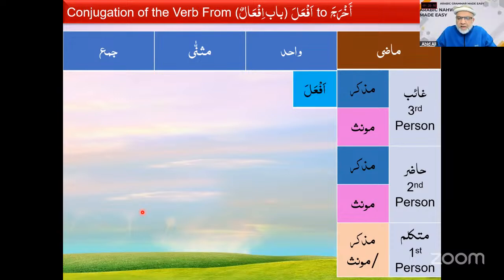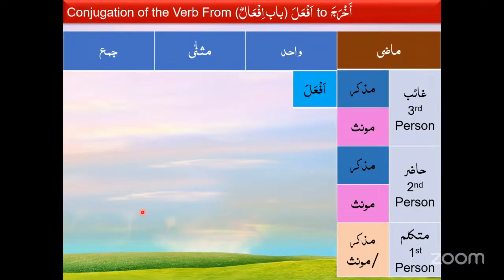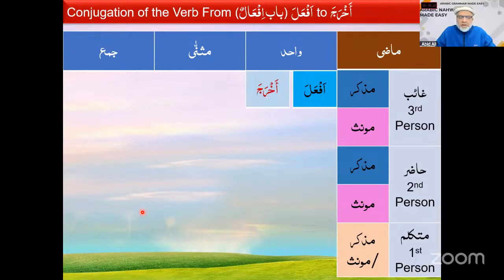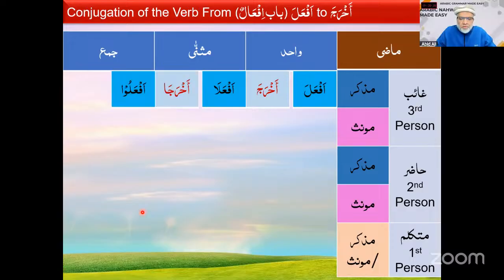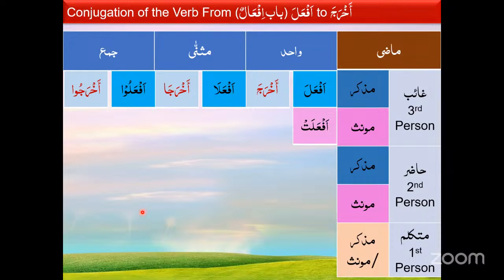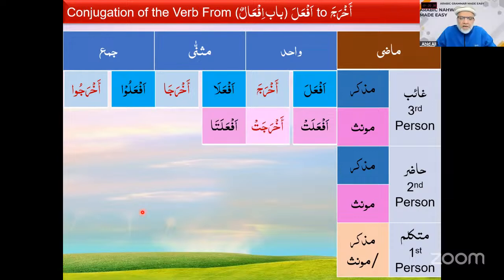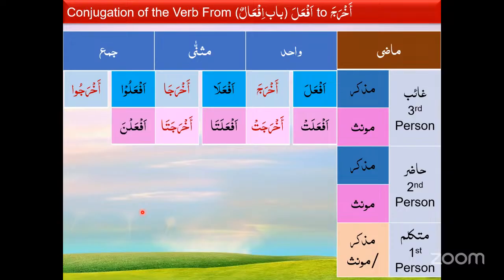Af'ala, and your root letters are kha, ra, and jim. Af'ala. This will be easy. Akhraja. Af'ala. Akhraja. Okay. Af'alu. Akhraju. Okay. Af'alat. Akhrajat. Okay. Af'alata. Akhrajata. Okay. And af'alna.